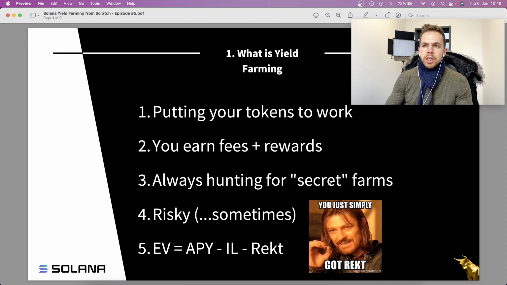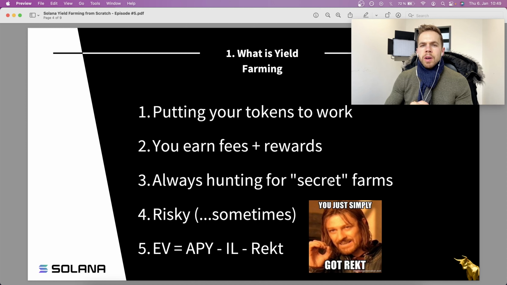The fees are actually paid to you. Usually you provide your tokens into a liquidity pool, and if people exchange within this pool, you get a small fee, sometimes a little bit higher fee. And on top of that, most of the time you get rewards paid in a native token from the protocol. So let's say, for example, you provide liquidity on Solana, or different protocols, you would get paid in the Solana token.